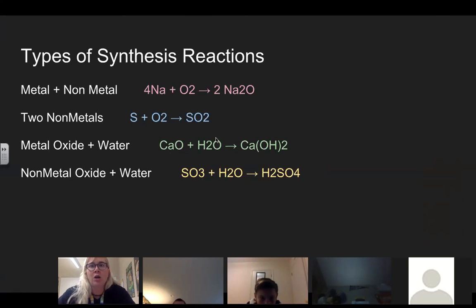And if you're not sure, for example, the products maybe aren't shown. Maybe it's a question on a quiz where they're asking you to predict. Is it a metal and a non-metal? Is it two nonmetals? Or is it a metal oxide or a non-metal oxide and water? If it's these combinations of things, it's most likely going to be a synthesis reaction.